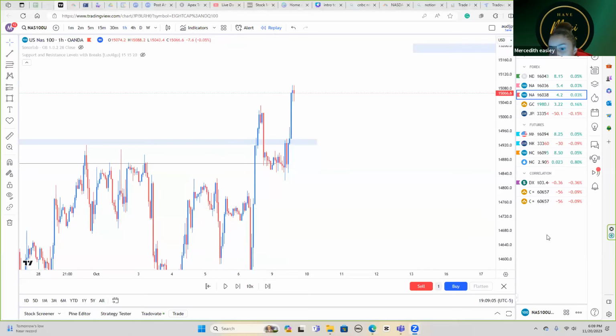So do you take entries as soon as it hits the order block, or do you wait for candle closure? I am aggressive during opening bell. If I see it is rejecting off my order block and I have other confluences to go with it, I'm aggressive. I don't wait for closure.